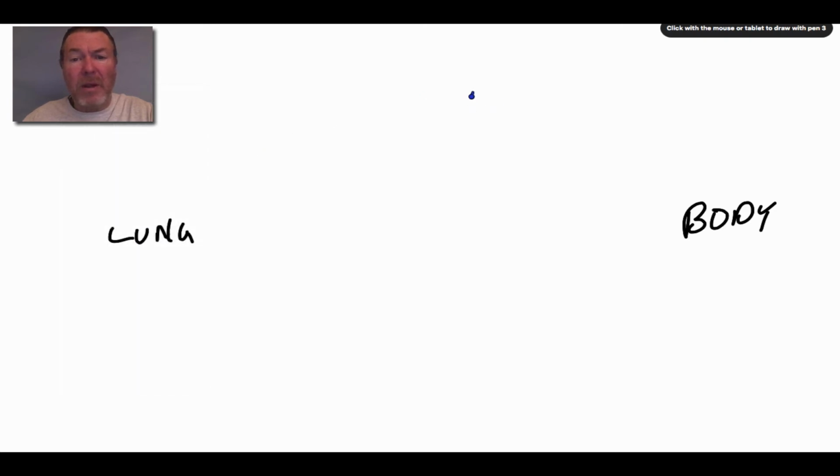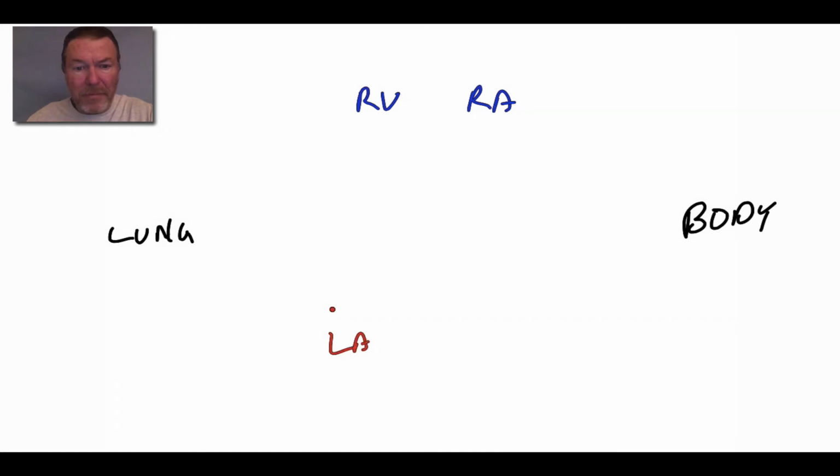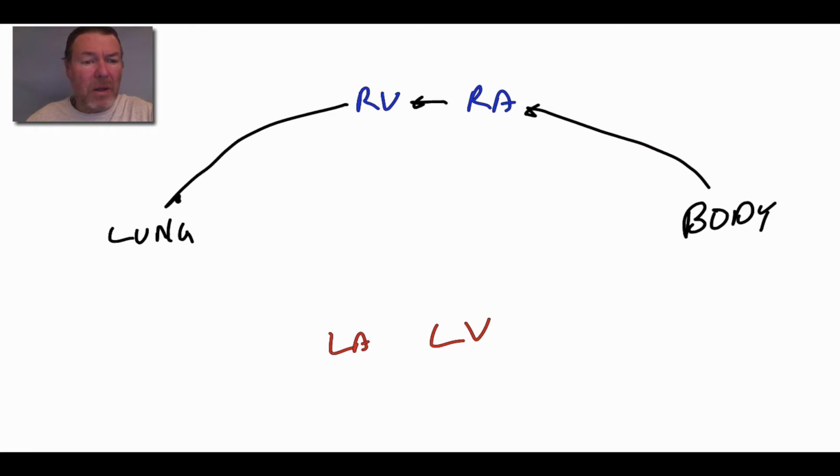So we have the right atrium and the right ventricle. Down here, we have the left atrium and the left ventricle. Okay, and it's just a matter of thinking how the blood goes. The blood is going to come this way, right atrium, then it's going to travel to the right ventricle, and then it's going to the lungs. From the lungs, it's going to go to the left atrium, left ventricle, and back to the body.